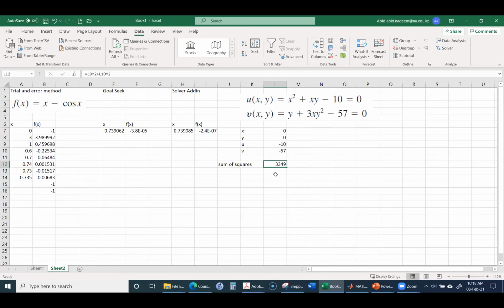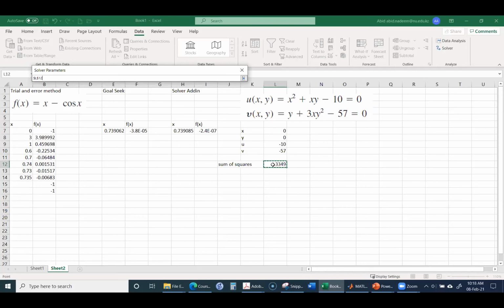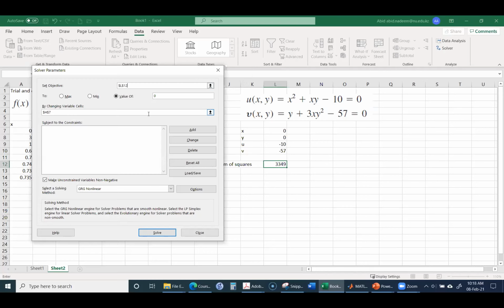In this case, the sum of the squares is 3349. Of course, it is not 0. So we have to make it closer to 0 by changing the values of x and y. For this, we can use the Solver function. Solver add-in. So now I will set the objective, and this objective should be set as 0, by changing the variable cells, which in this case are x and y, and I have put these variable cells adjacently.